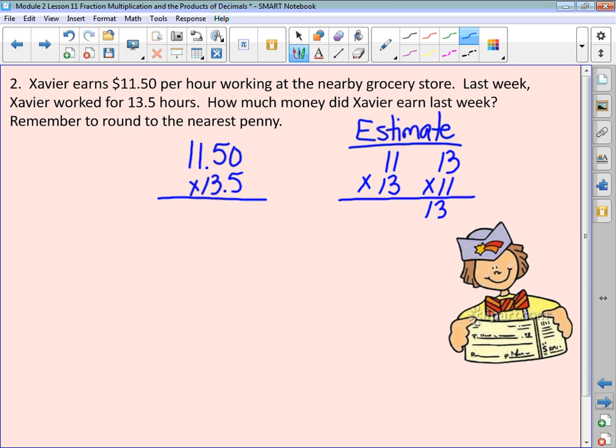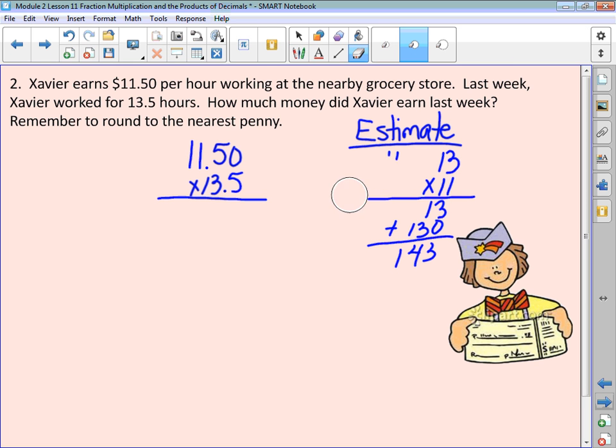13, 130. So my answer should be about 143. That's a reasonable answer. My answer should be larger than 143 because my original numbers were bigger. So my product should be bigger. So what did you get when you multiplied those two numbers together?